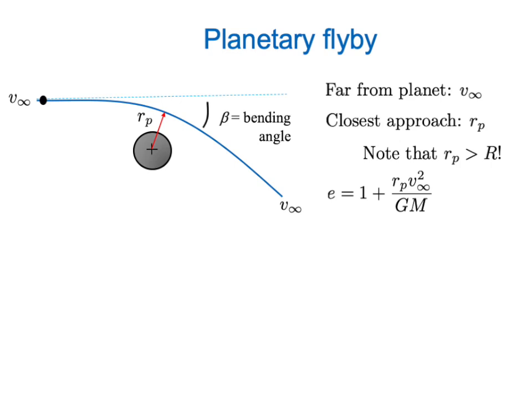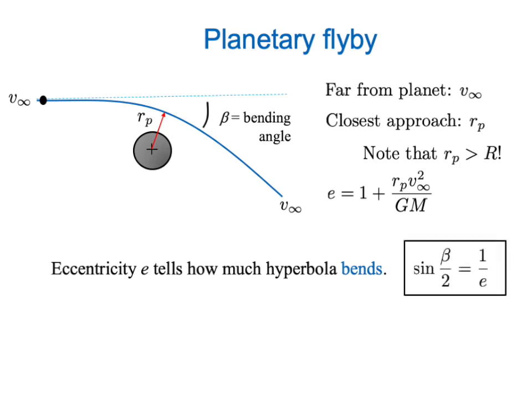Otherwise, the spacecraft has simply crashed into the planet. And the eccentricity is 1 plus rp times asymptotic speed squared over GM. But we really haven't said what the eccentricity means. In fact, the eccentricity tells you how much the hyperbola bends. It tells you something about that bending angle. And in fact, the formula is this: the sine of beta over 2, half the bending angle, is just the reciprocal, 1 over the eccentricity.